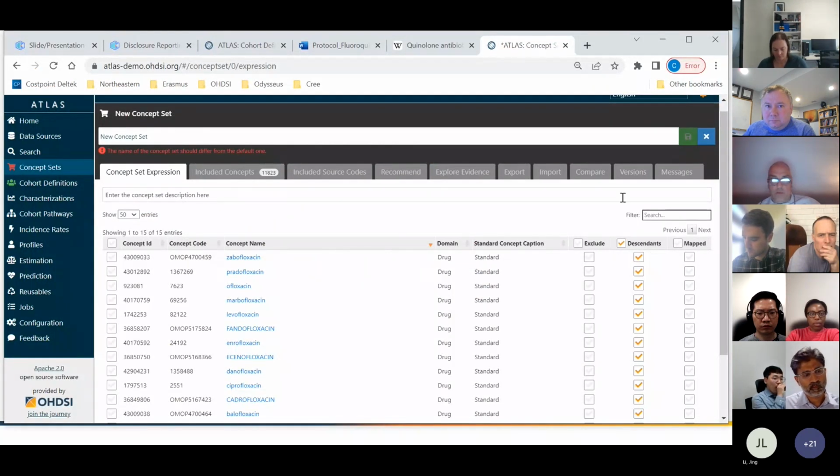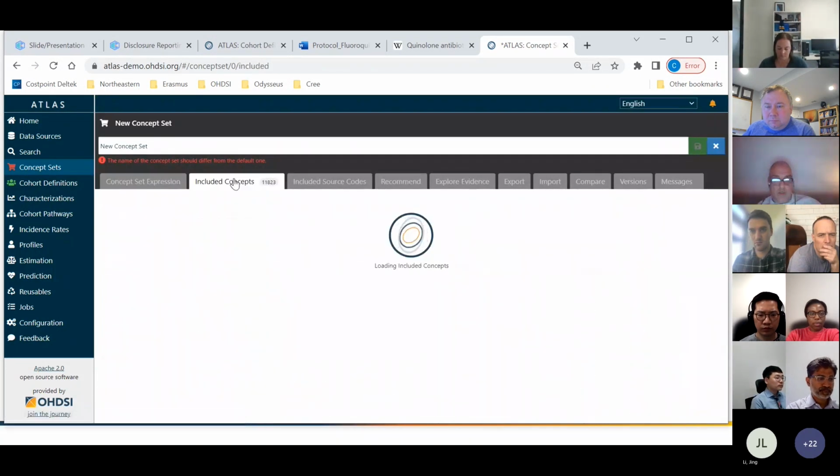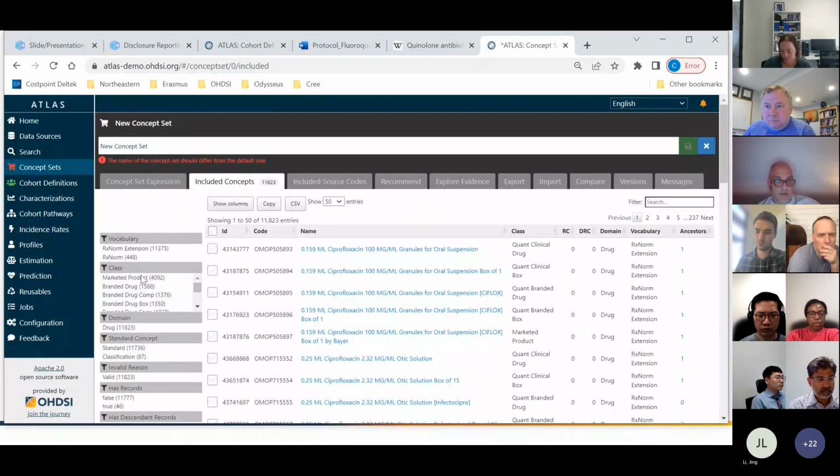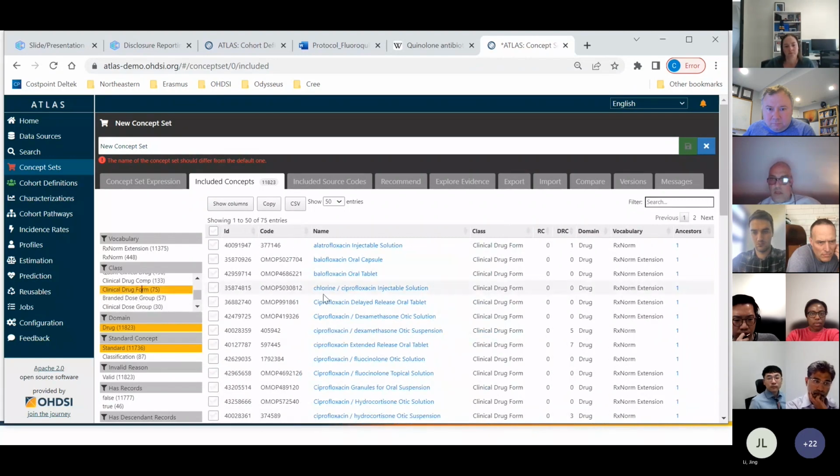So you go to the 11,000. Okay. And you have again the same thing. Drug domain, in this case, is of course trivial, standard, and now it's clinical drug form. Clinical drug form. And now you have 2 pages, much better. 2 pages. You can do that.